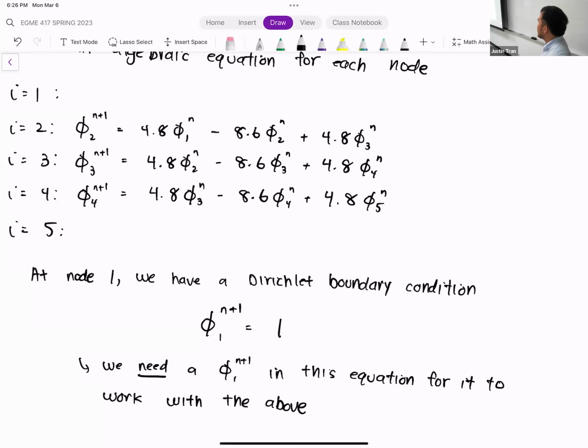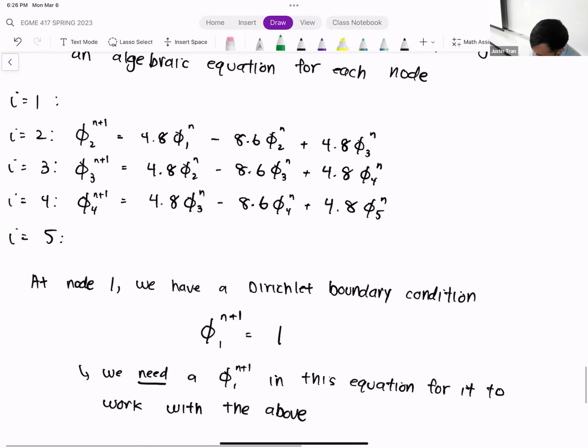Because it should be valid at the current time. But what we can also do is say that phi1 at n plus 1 is equal to 1, right? Because if it's valid at all times, that means it's going to be valid at the next time step as well, okay? So let's use that for our i is equal to 1 equation. And so we get phi1 n plus 1 is equal to 1, okay? All right, question, can I repeat the valid at all times again?